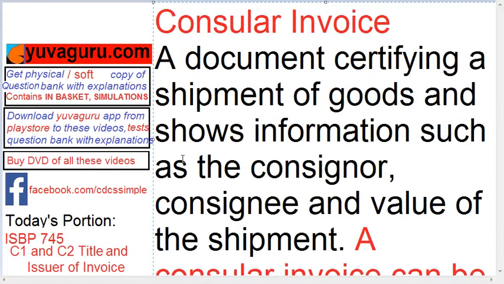In the whole video, the thing which might have confused you is consular invoice. What is that? Because we normally don't see that. It is a document certifying the shipment of goods and shows information such as consignor, consignee and the value of the shipment. Now this is there in every invoice. So what's special about it? The next line is special.